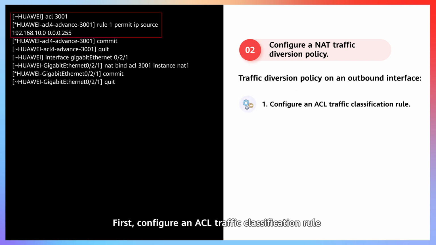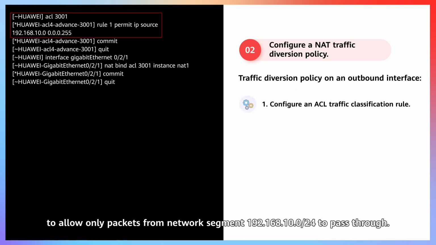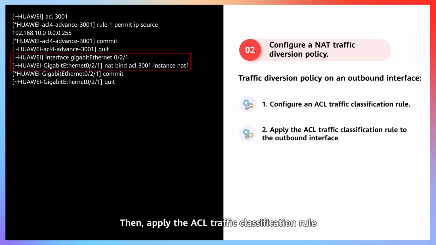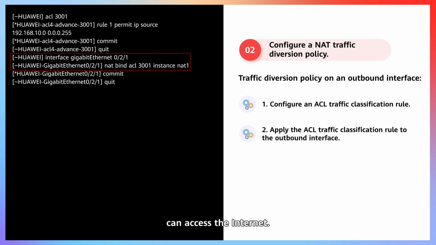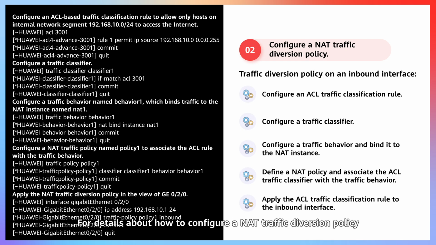First, configure an ACL traffic classification rule to allow only packets from network segment 192.168.10.0/24 to pass through. Then, apply the ACL traffic classification rule to the outbound interface of the NetEngine series router so that only hosts on the internal network segment 192.168.10.0/24 can access the internet. For details about how to configure a NAT traffic diversion policy on an inbound interface, see the following configuration roadmap.